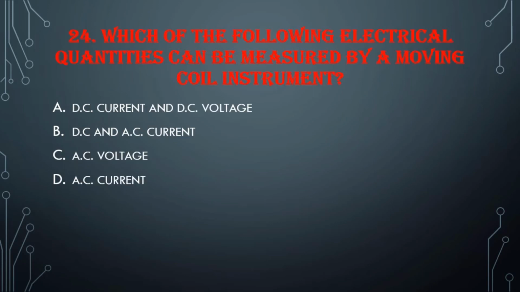The next question for you all, my friends, is: which of the following electrical quantities can be measured by a moving coil instrument? The options are: A. DC current and DC voltage. B. DC and AC current. C. AC voltage. D. AC current. And your time starts now.